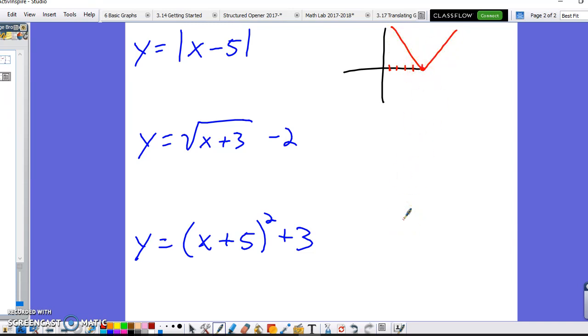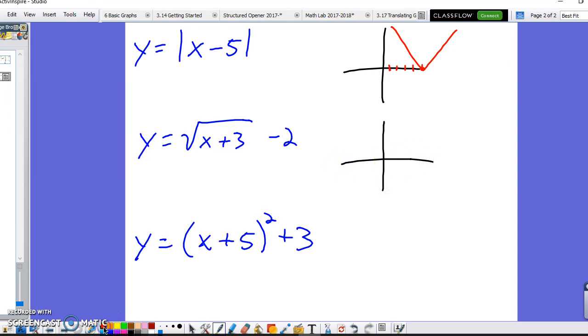Graph my absolute value function, my V shape, and be done. When you're doing this, it'd be nice if it was perfect and exactly where it's supposed to be, but as long as it's close, that's really all we're after, as long as it's real close, within reason anyway.